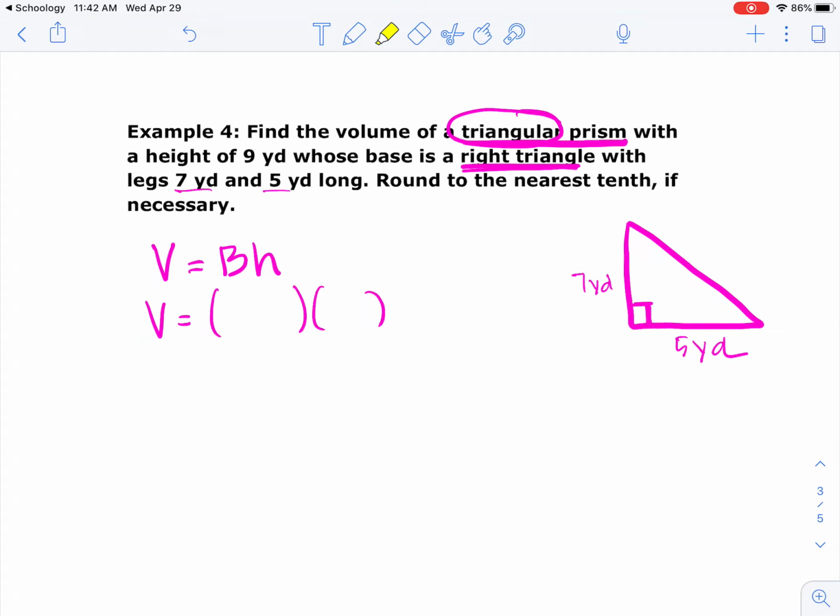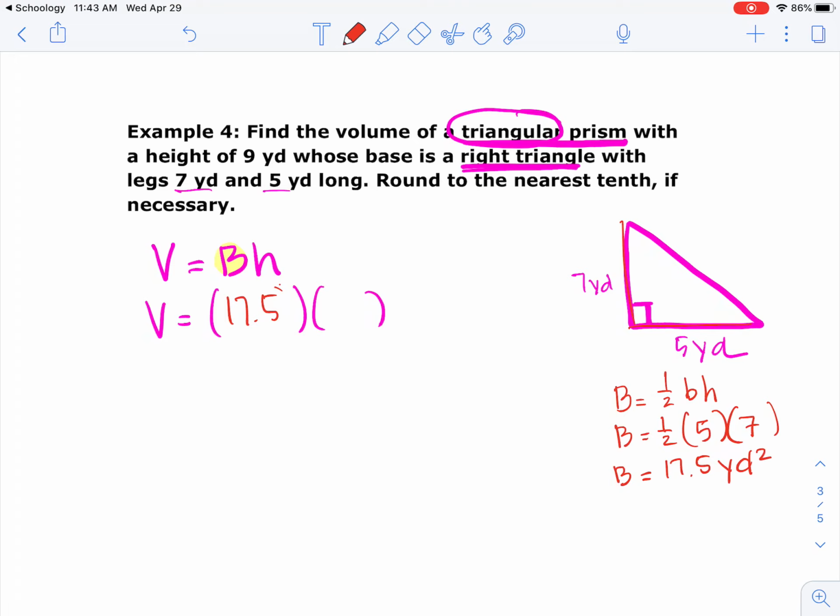Okay. So remember, I need area of the base. So I'm going to find the area of this triangle. Area of a triangle is 1/2 base times height. So 1/2, and I need the base and the height of the triangle. Remember, base and height are always perpendicular, and these two are perpendicular. So 5 and 7. So that is 17.5 yards squared. Remember, it's area, so yards squared. So that is 17.5.